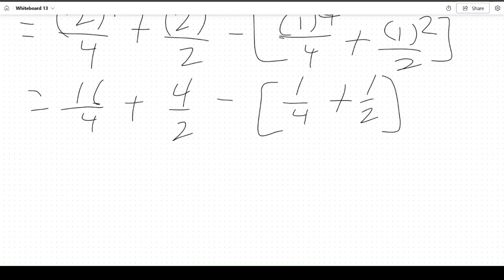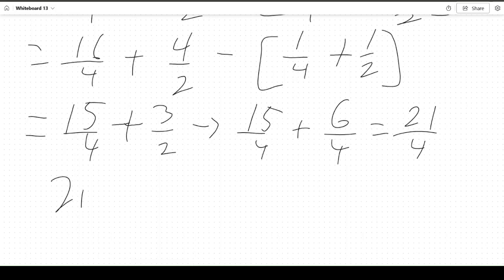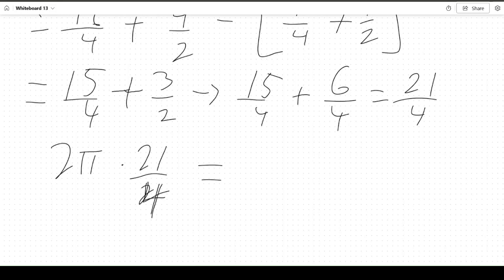And we can subtract this easily. So 16 over 4 minus 1 over 4 would be 15 over 4. And 4 over 2 minus 1 half would be 3 over 2. We can make this simpler by having the same denominator. So times 2, 3 over 2 becomes 6 over 4. When we add this up, it will be 21 over 4. And we still have to multiply by 2 pi because we left it out of the integration. So this would be 2 pi times 21 over 4, and we can cancel out the 2. This would be 21 pi over 2. So this is our final answer.